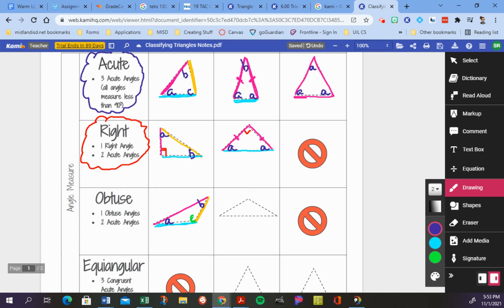Okay. Then I have an isosceles obtuse triangle. That means I have this side and this side equal, isosceles. Sorry about that. And then one side that is not equal, not congruent. I have two angles that are alike. And then I have my obtuse angle, letter B. I do not have an equiangular or equilateral triangle that's obtuse.